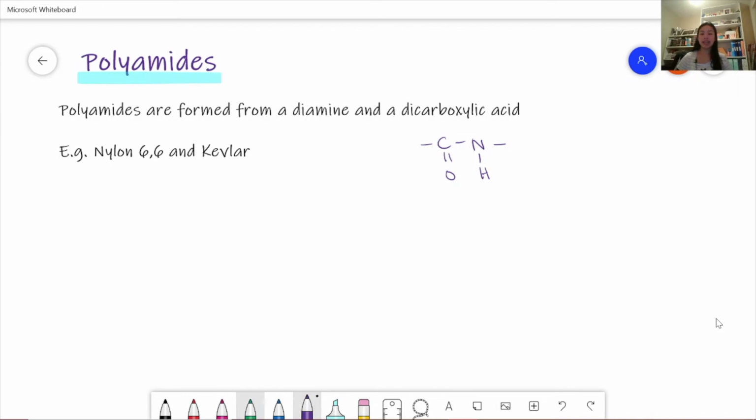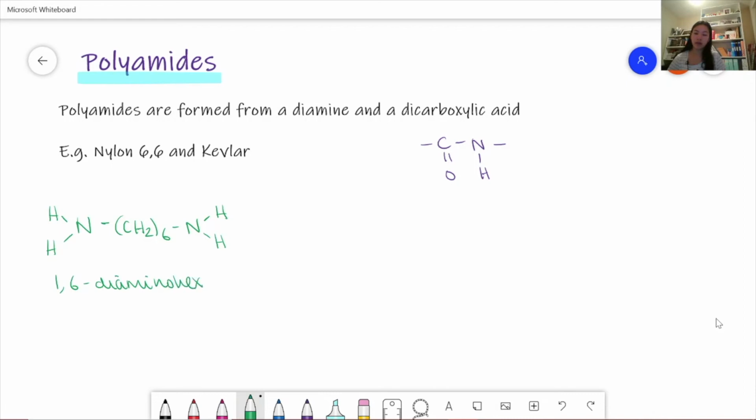So nylon 6,6 is made out of 1,6-diaminohexane and hexane-1,6-dicarboxylic acid. So we have NH2, CH2, and we have 6 of these, and then NH2. This is 1,6-diaminohexane. And then we also have hexane-1,6-dicarboxylic acid.